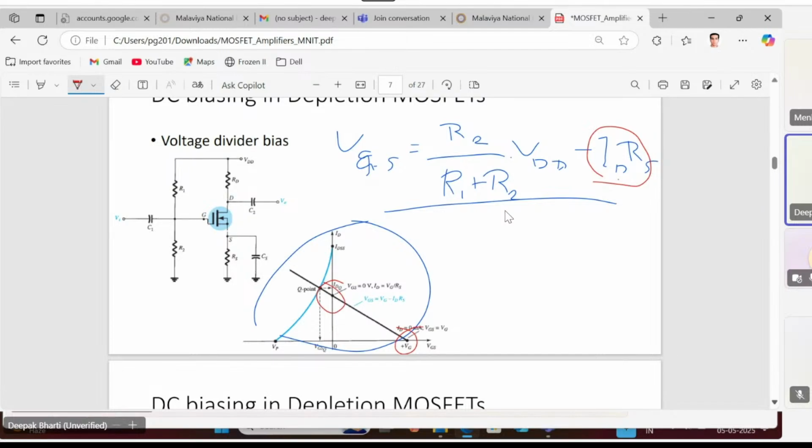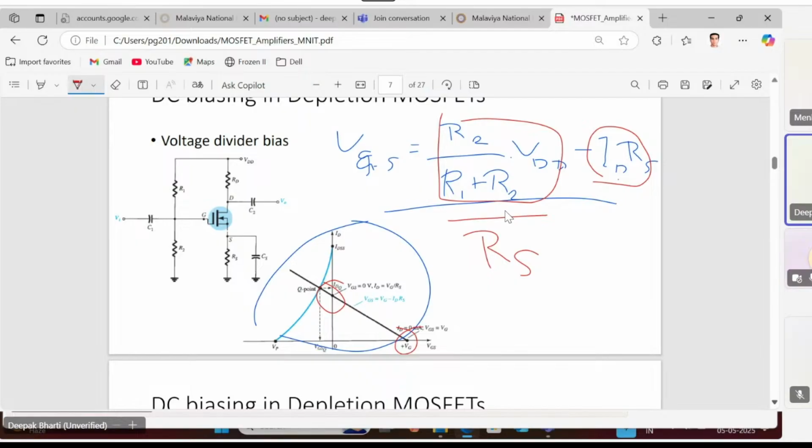Whereas the y intercept, this point, what will it be? To find this intercept, we have to put x equal to 0, like VGS we have to put to 0. So if we put VGS equal to 0, what will be the value of this current? It will be equal to this divided by Rs. So this will become the ID. Wherever this straight line intersects with the transfer curve, it will determine the operating point.